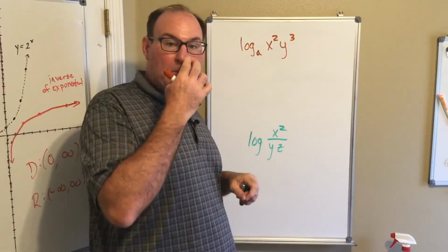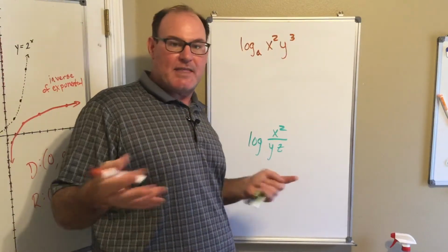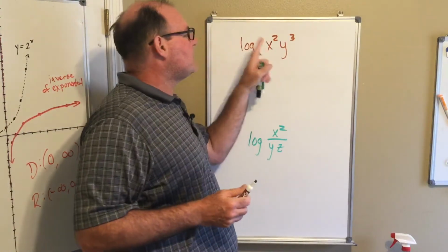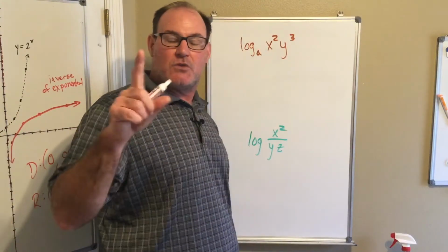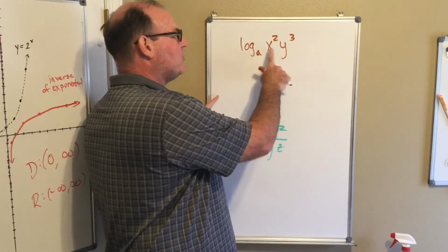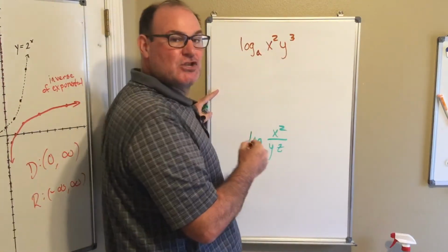Then I would recommend pausing the video and giving a good attempt at the one in green and then seeing how you do. So first thing I'm going to do, I cannot do the power rule yet because I have two separate things here. So first we are going to do the product rule. x squared and y cubed are being multiplied together. So now I'm going to give them each their own logarithm.